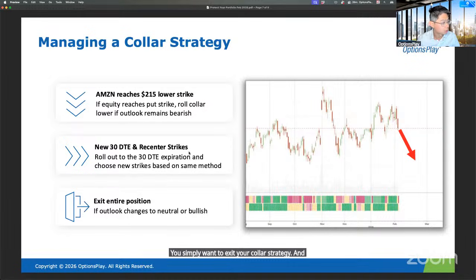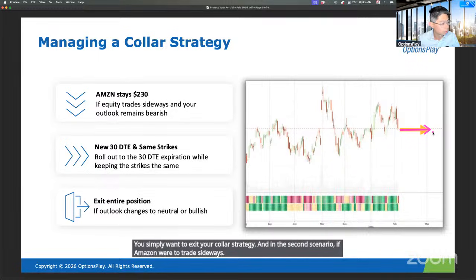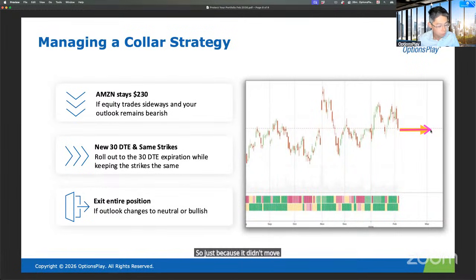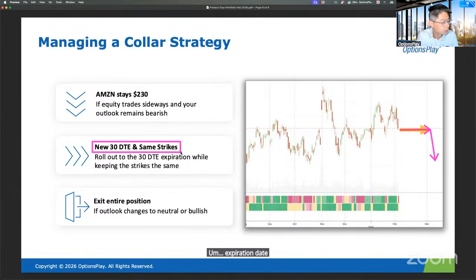And in the second scenario, if Amazon were to trade sideways, if it doesn't really move anywhere, this is really where you would still want to consider rolling it, especially if your outlook remains bearish. So just because it moved sideways doesn't necessarily mean that you don't believe there could still be downside here, right? That's really where you would roll out to a new 30-day expiration date, but then you can essentially keep the same strike prices.